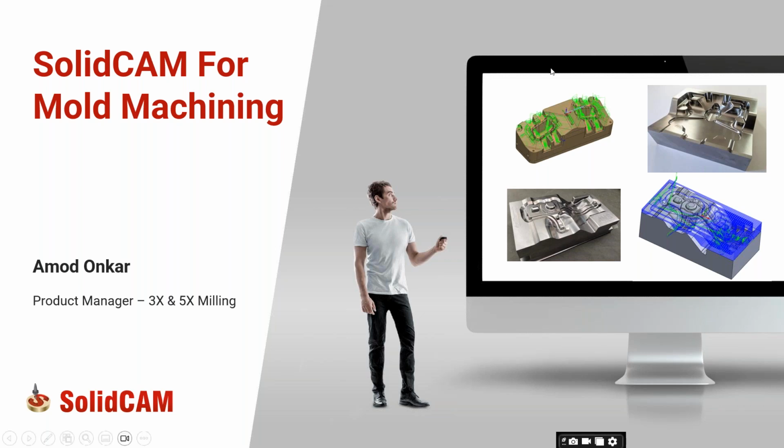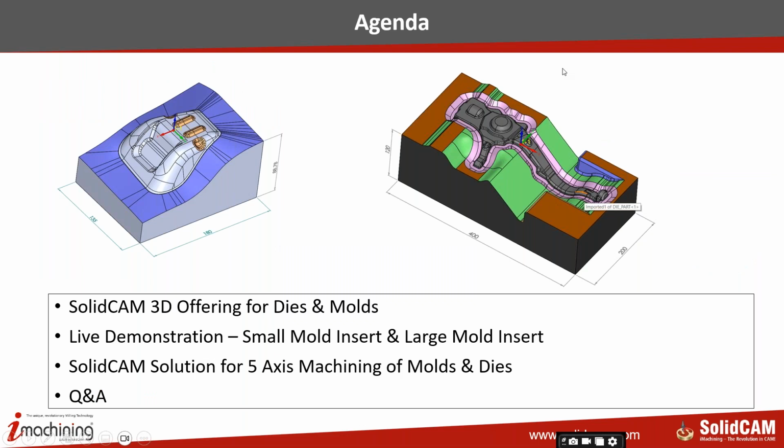Our agenda for today is we are going to see what we are going to offer for die and mold machining inside SolidCAM. What are the options? What are the features? What are the toolpath techniques that are used in machining of molds inside SolidCAM? And then we are going to look at precisely 3 parts, out of which 2 parts are a small part and a large part for mold machining. And then we'll also see the new generation offering that is going to be released with 2023 of SolidCAM SP1, that is for 5-axis machining of die and molds.